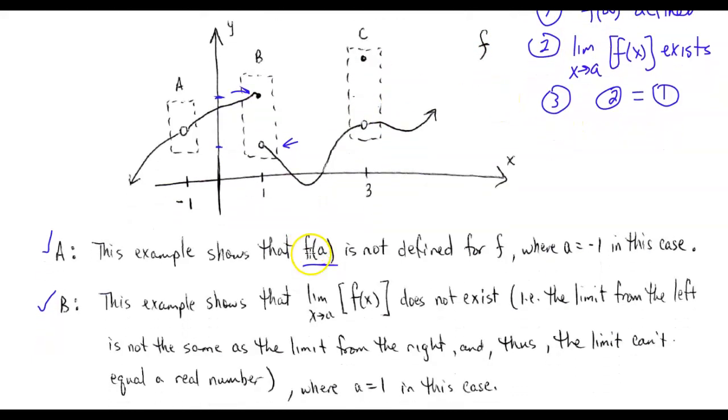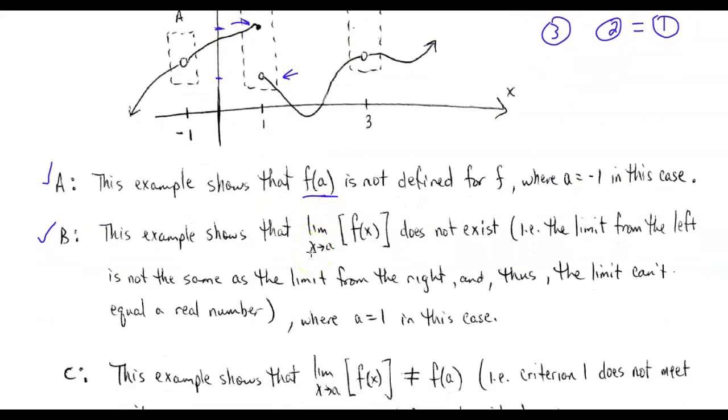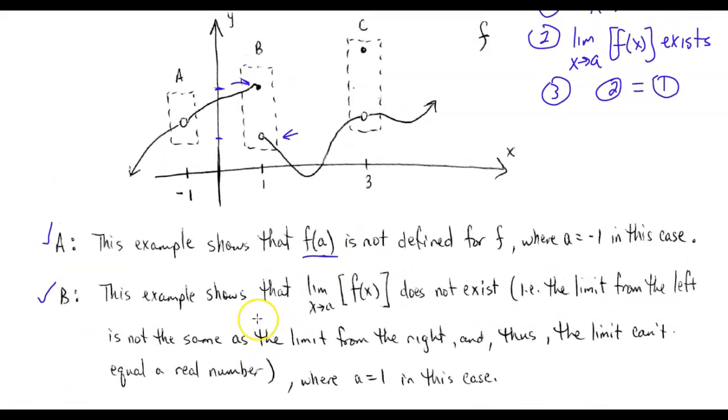Now, if we look at criterion number 3 here, or example C, notice that in example C we do have a defined point at x equals 3. So criterion number 1 is satisfied. The limit of this function as x approaches 3 from both the left and the right is going to approach whatever y value this is here. So criterion number 2 is satisfied.